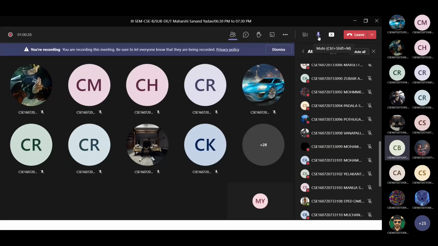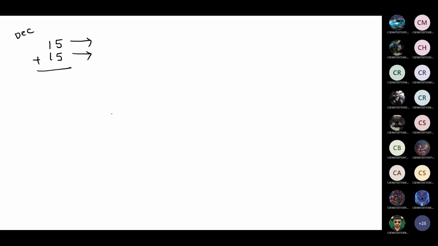1 0 1 0 1 0 1 0 1 0 1 0 1 0. Okay. So 15 in terms of binary, tell me the equivalent. How many bits? 1 1 1 1.